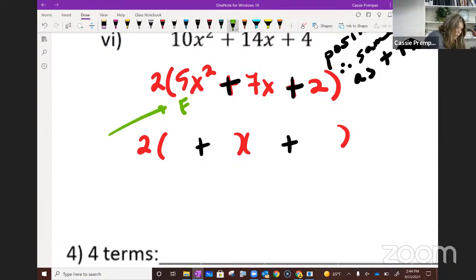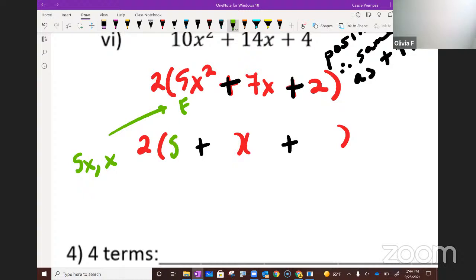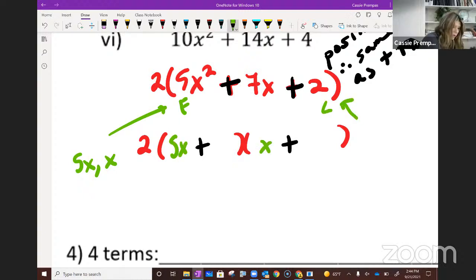So I ask what times what gives me 5x squared. It has to be only 5x and x. I'm going to put those in. And then I ask what times what gives me 2. So that's 2 and 1. And I just need to guess where to put them.